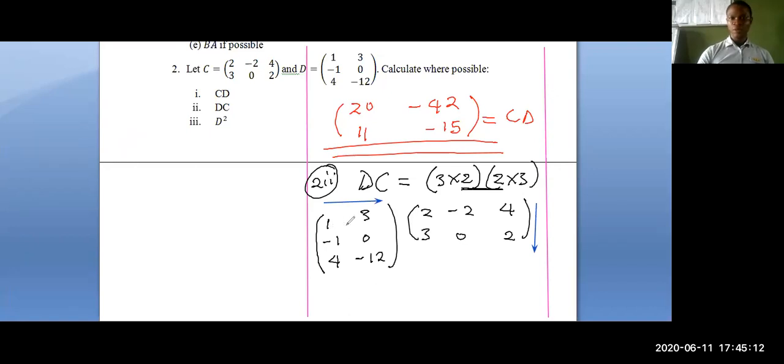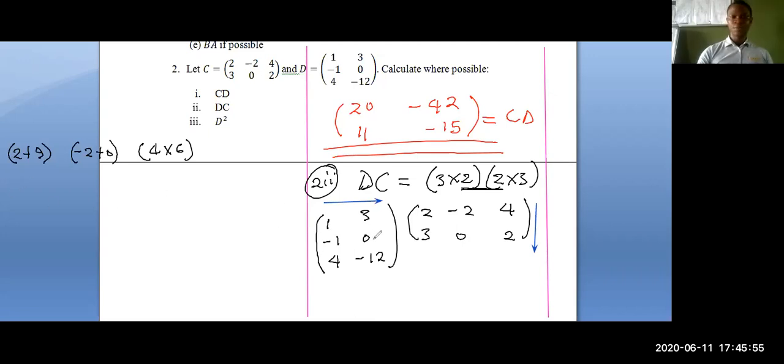So 1 times 2 is 2, plus 3 times 3 is 9. Okay, that is this row and this column, the answer. Give a space because after this column there's a space. The same row again: 1 times minus 2 is minus 2, and 3 times 0 is 0, so plus 0. Give another space, the same row again: 1 times 4 is 4, plus 3 times 2 is 6. All right, so that is the answer from the first row and all the columns. Other answers will come here, here, and here, because the second row and third row are found under this.